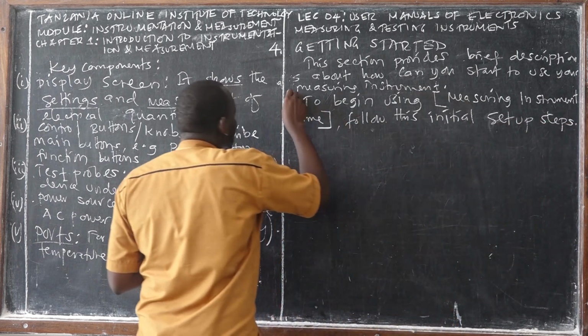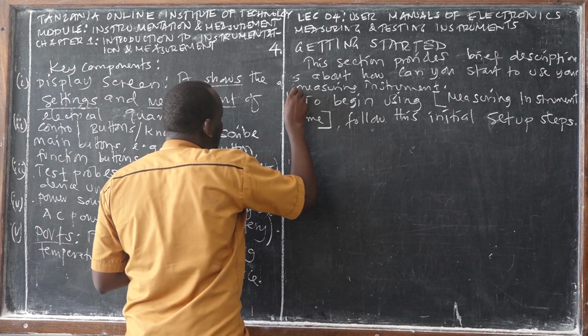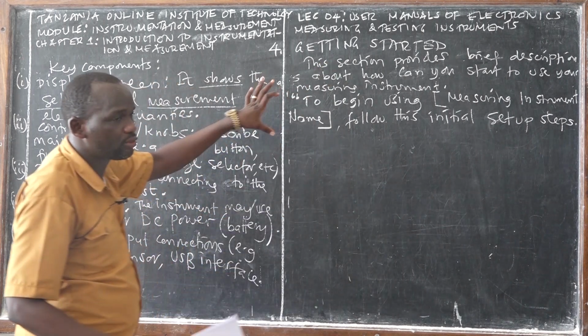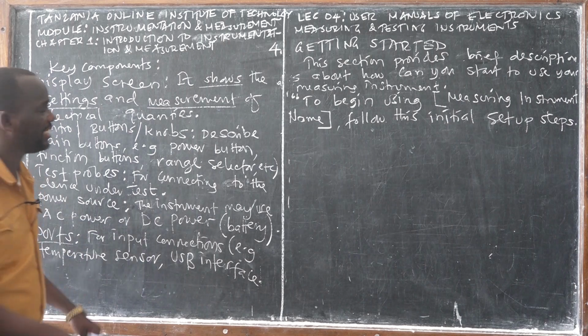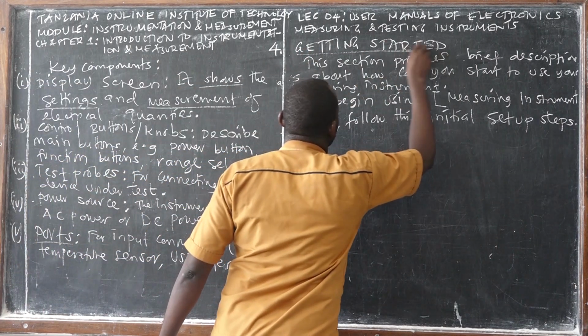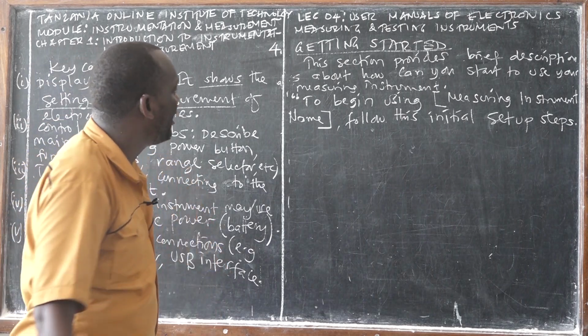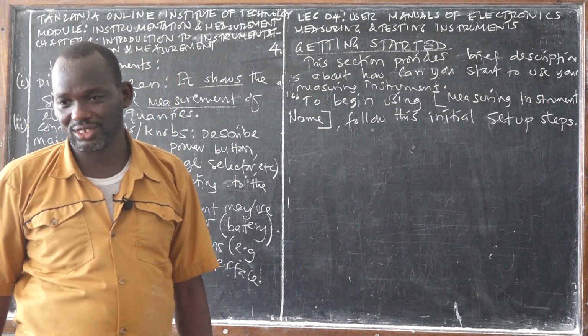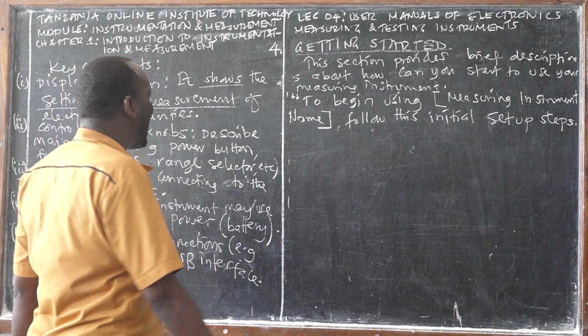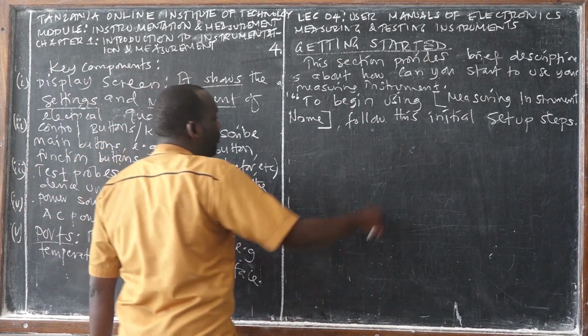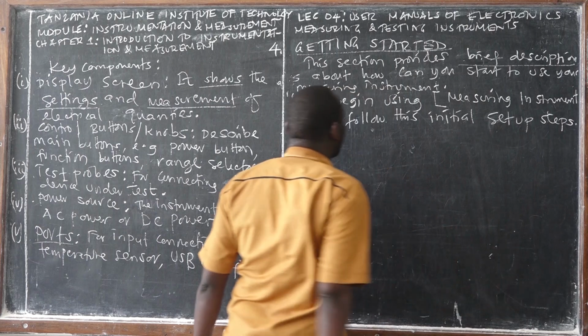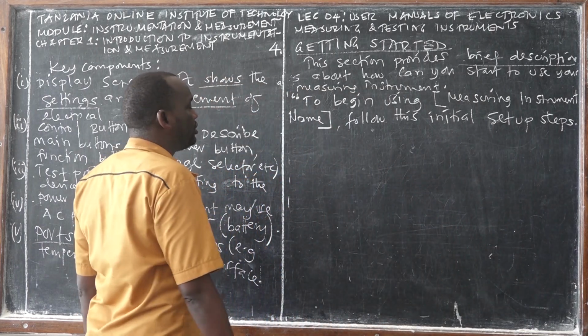So this is just quoting from the user manual. That one is actually the function of the getting started section. Class A, getting started. So actually, stop writing. This section provides a brief description. Say, brief description. About what?